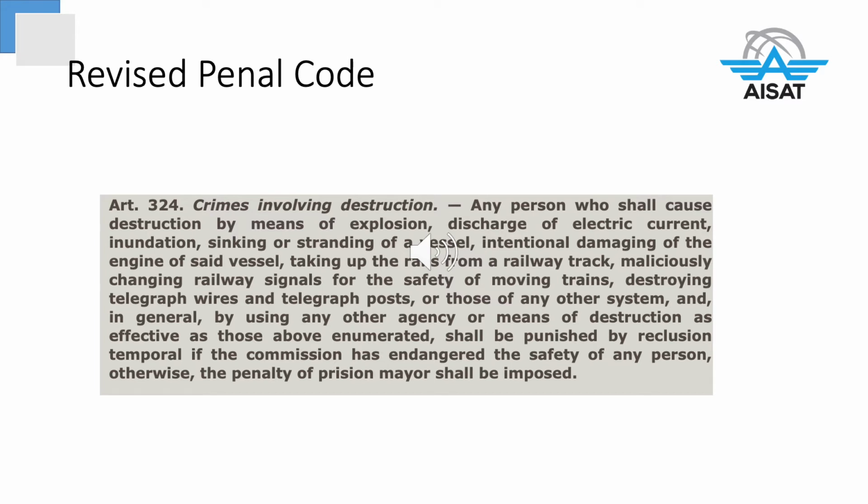What I'm trying to show you here is this article punishes the destruction of property by means of explosives, electric current, inundation, meaning sinking. So these are ways of damaging property, and this is a crime defined in the revised penal code. And if you look at how Section 4 B and C defines a terrorist, you would say that it's very close and in fact similar to the crime described here in Article 324.